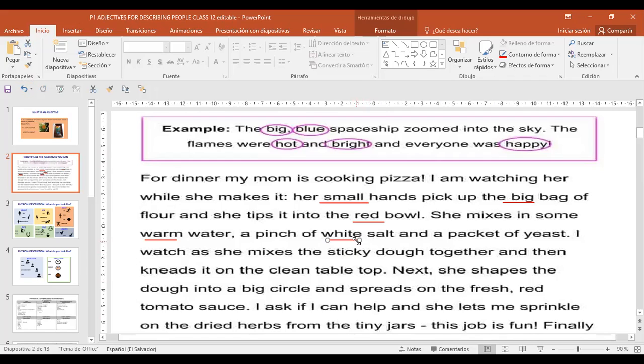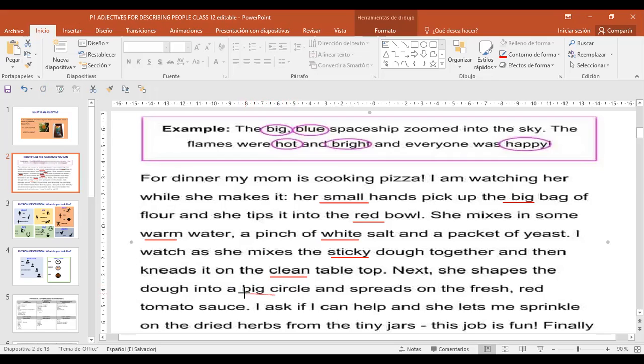Do you think sticky can be an adjective? Yes, it is. Sticky, pegajoso, ¿verdad? Entonces está describiendo a dough, está describiendo a la masa, ¿verdad? La masa pegajosa. Entonces, sticky, yes, it is an adjective. Clean table. Yes, very good. Clean table. Yes, that's right. Okay. Big circle. Big. Yes, that's right. Big. It's an adjective. Okay. Red tomato. Red tomatoes.